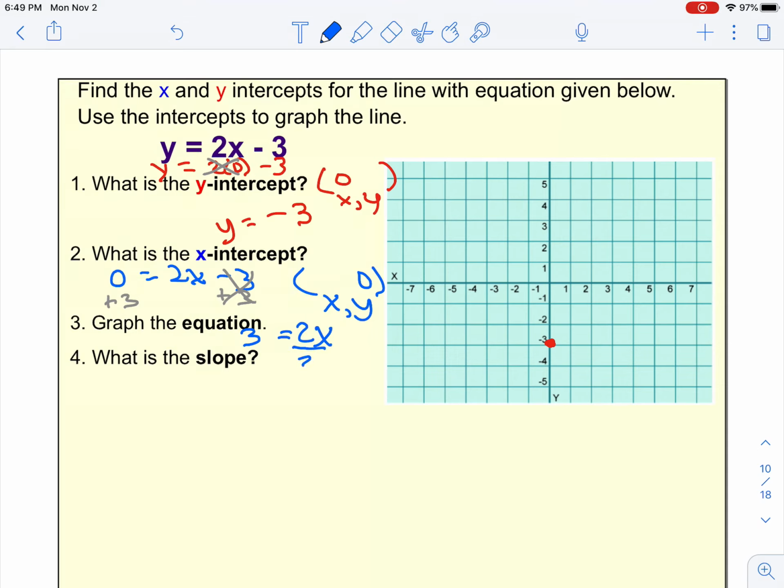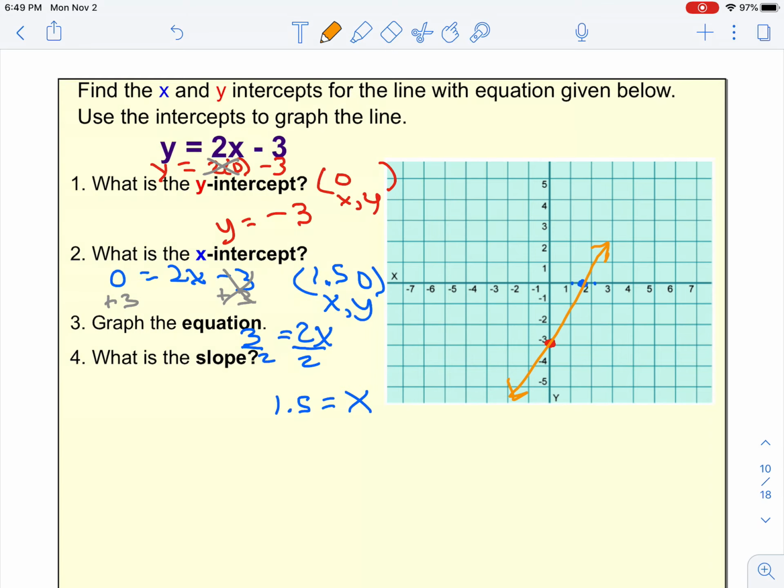Now we are going to divide each side by 2. And my x-intercept is 1.5, or 3 over 2. Okay, so that's not always easy to graph, but it's not too bad. You can do it. Here's where x is 1, here's where x is 2, so here's where x is 1.5. And so now we'll connect the points and draw the line through it.